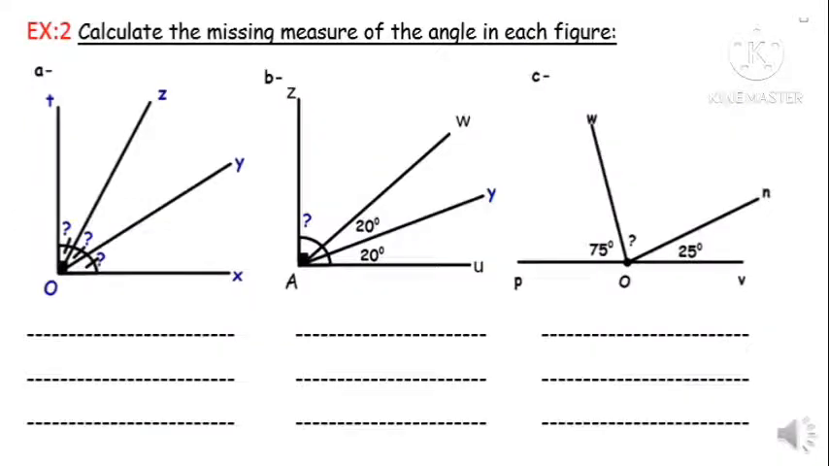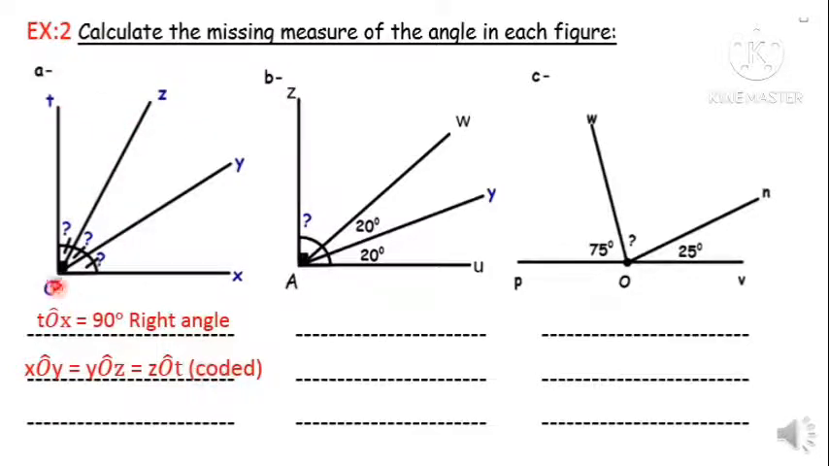Now exercise number 2, I have to calculate the missing measure of the angle in each of the figures. If I look at the first one, we can notice we have 3 adjacent and complementary angles because they form 90 degrees. So we can say that TOX is equal to 90 because I have a right angle and I have complementary angles. Now I want to find the measure of each angle, but if you notice I have here a dash, and here a dash. It means these three angles are equal.